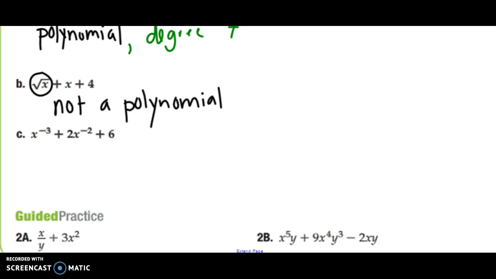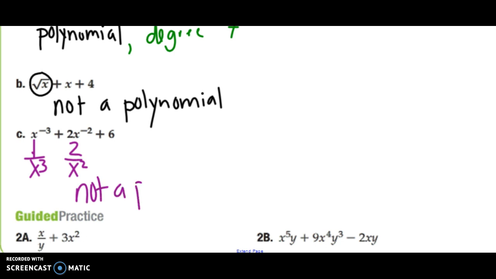Now letter C, x to the negative 3 power plus 2x to the negative 2 power plus 6. Now I see that I have negative exponents. And anytime I see negative exponents, I'd have to rewrite them as 1 over x to the 3rd, and this would be 2 over x to the 2nd. And anytime I'm dividing by an x or a number or a variable, it ends up not being a nice degree. So this also is not a polynomial.